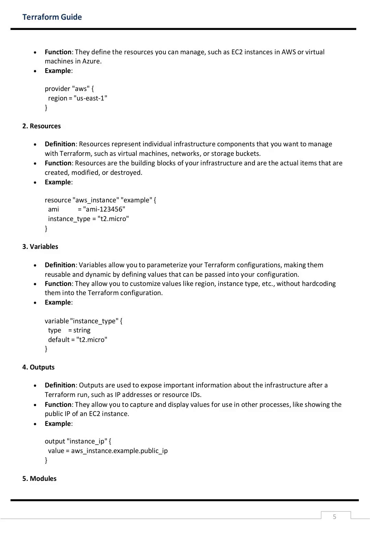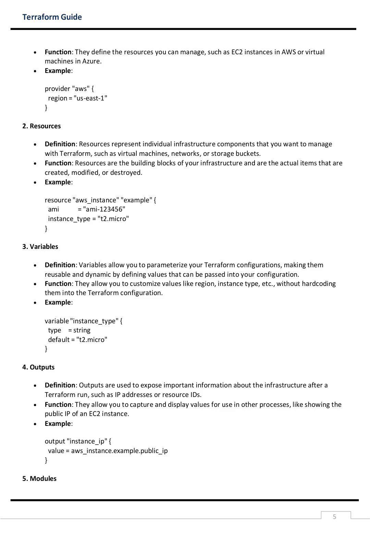4. Outputs. Definition: Outputs are used to expose important information about the infrastructure after a Terraform run, such as IP addresses or resource IDs. Function: They allow you to capture and display values for use in other processes, like showing the public IP of an EC2 instance. Example: output "instance_ip".